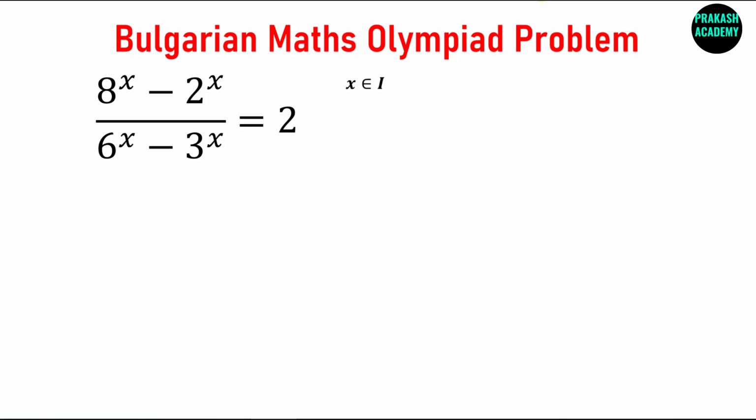So this is an exponential equation problem, and in this problem we have (8^x - 2^x) divided by (6^x - 3^x), and this gives you 2. We have to solve for x, and x is basically an integer, that is also given. So how can we solve this problem?